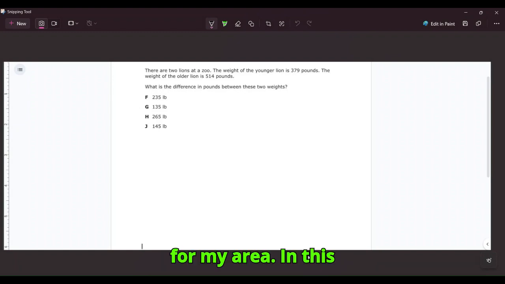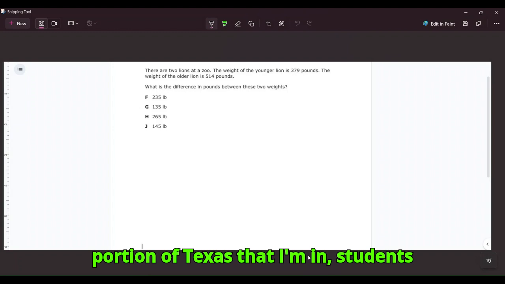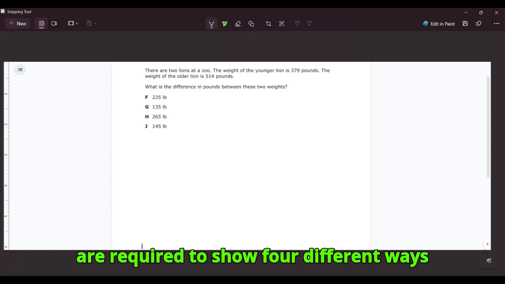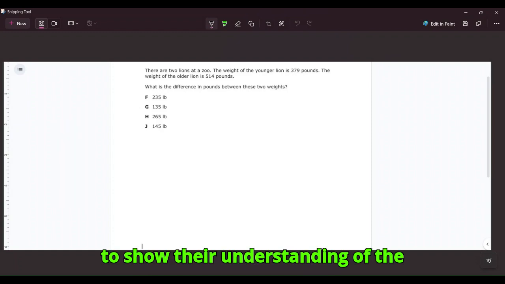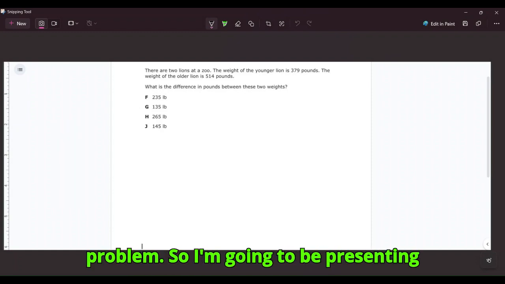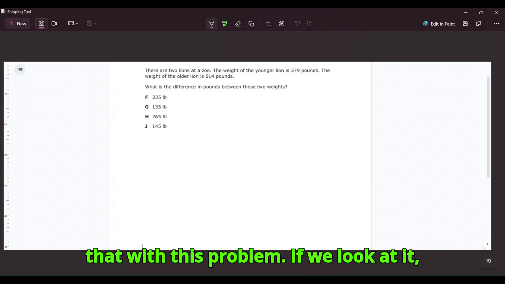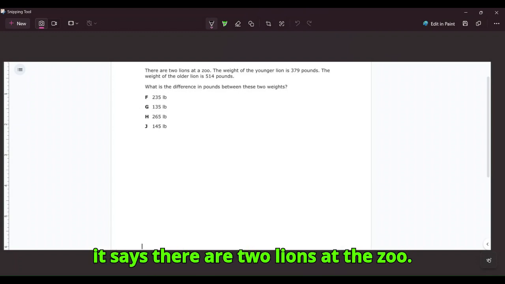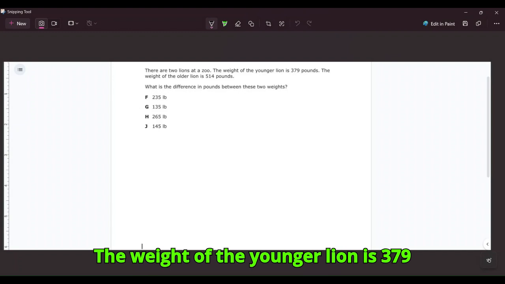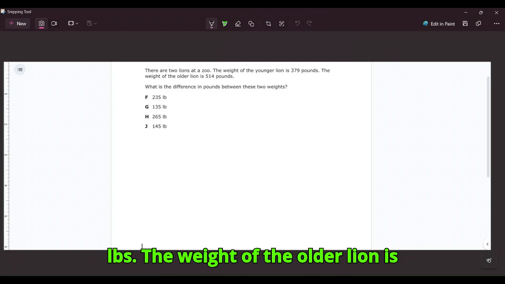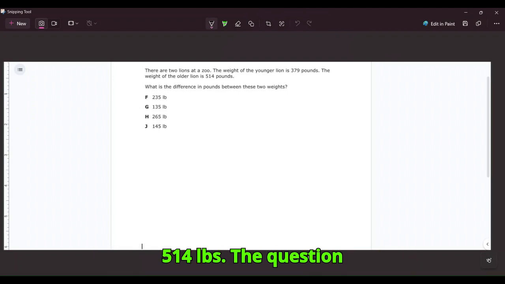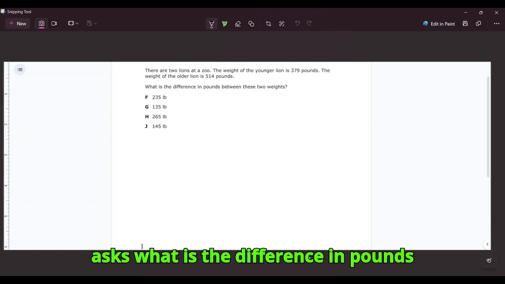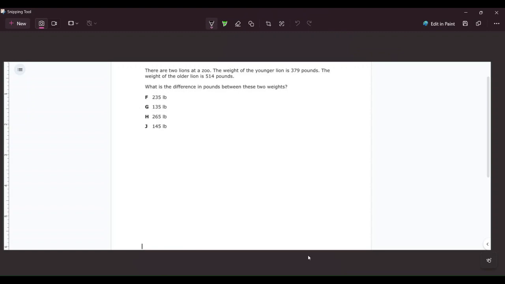For my area, in this portion of Texas that I'm in, students are required to show 4 different ways to show their understanding of the problem. So I'm going to be presenting that with this problem. If we look at it, it says there are 2 lions at the zoo. The weight of the younger lion is 379 pounds. The weight of the older lion is 514 pounds. The question asks, what is the difference in pounds between these 2 weights?